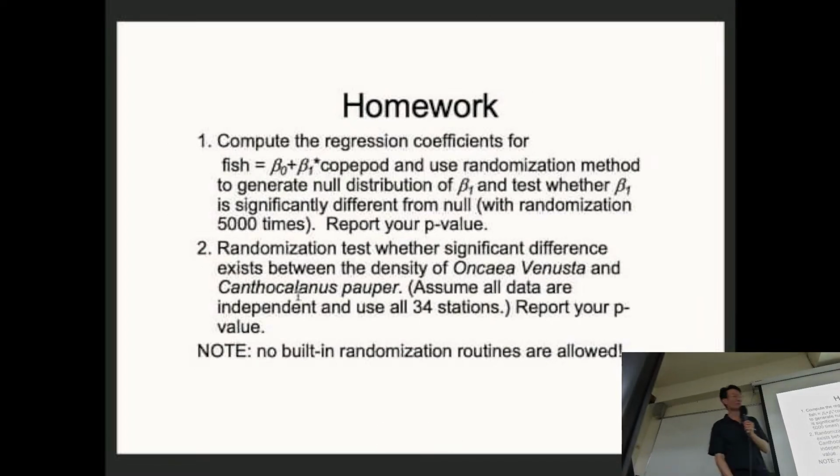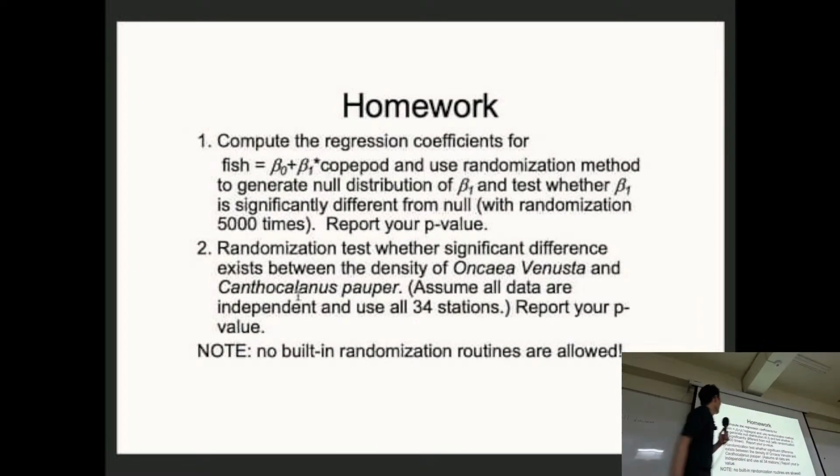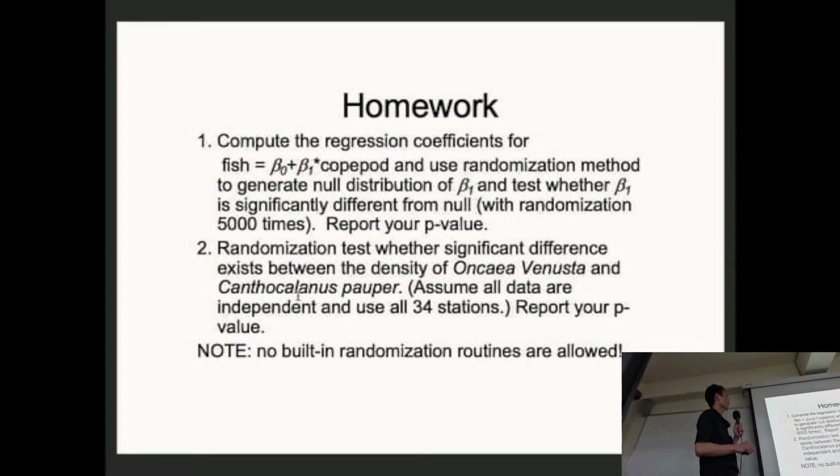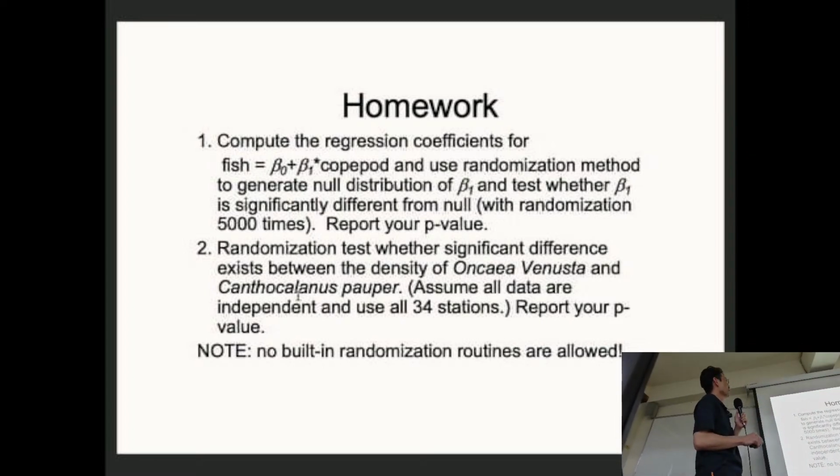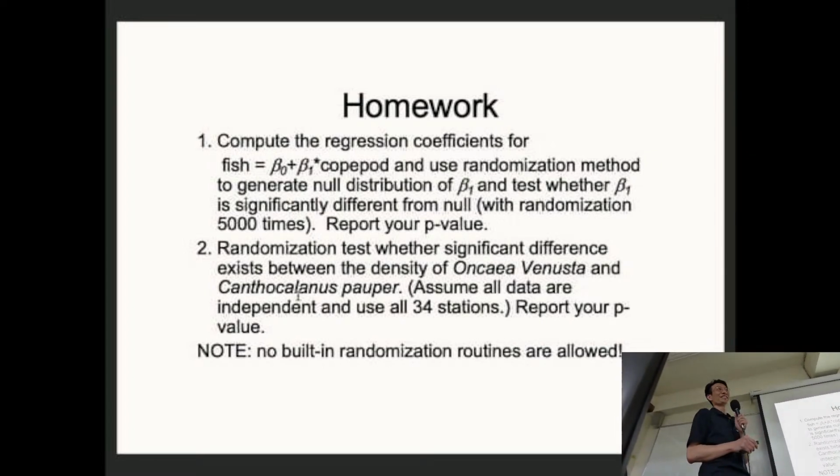All right. So let's come to the end of the lecture for today. The homework is kind of familiar. Again, fish, copper pot regression, right? And then instead of doing the bootstrap confidence interval, you're going to make a randomization test to generate a null distribution of beta 1 and test whether beta 1 is significantly different from the null distribution, 5,000 times.